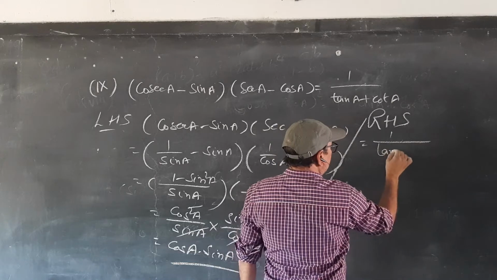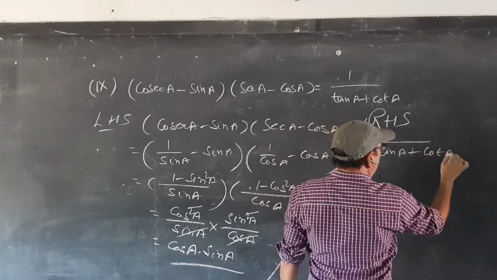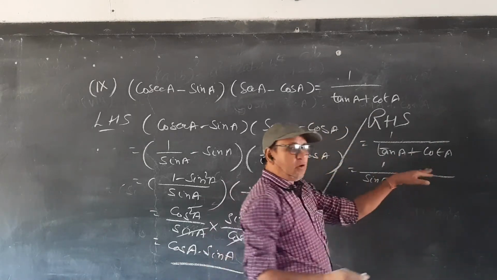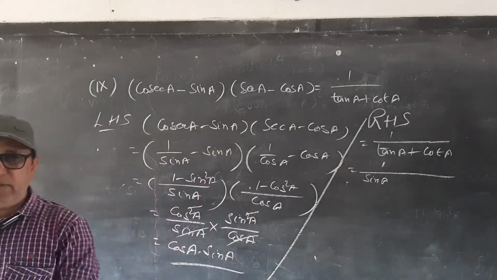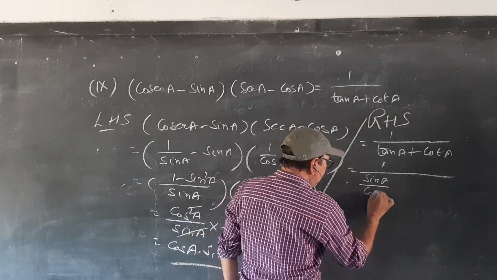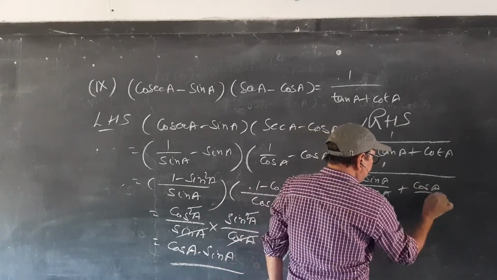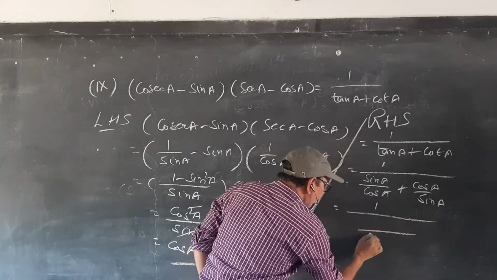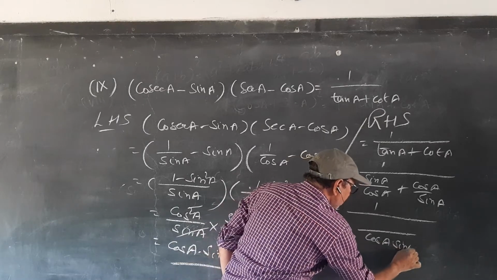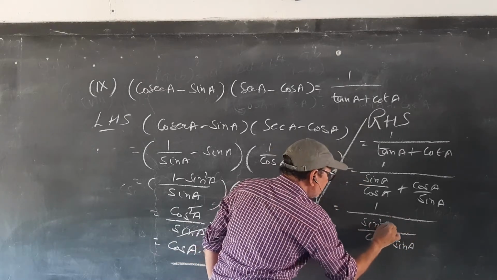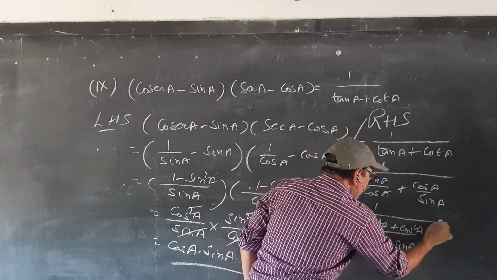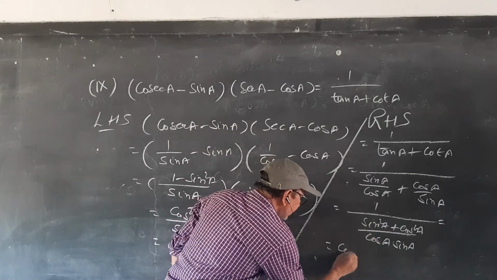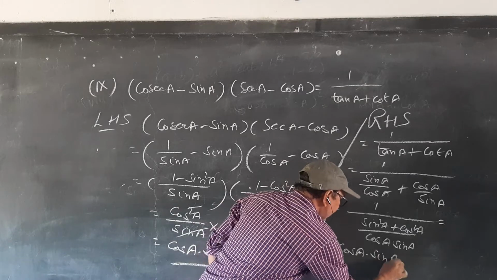It is given 1 upon tan A plus cot A. Change tan and cot in terms of sin and cos: tan A is sin A upon cos A, plus cos A upon sin A. The LCM is cos A into sin A, and it becomes sin square A plus cos square A. Now sin square plus cos square is 1, so 1 upon sin A cos A becomes cos A into sin A.